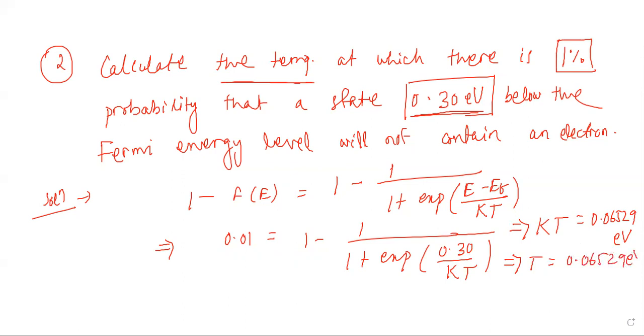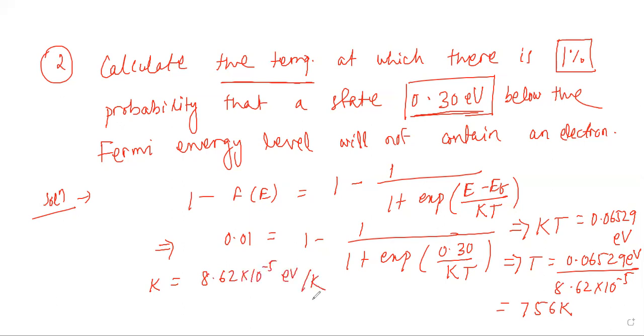0.06529 electron volt divided by the K value, which is 8.62 into 10 to the power minus 5. Substituting, this gives 756 Kelvin if you calculate. K is the Boltzmann constant, 8.62 into 10 to the power minus 5 electron volt per Kelvin. This is the value we substituted and we got this.